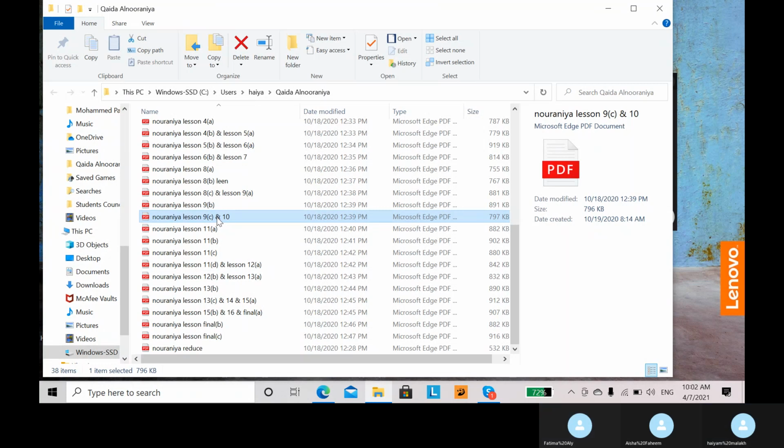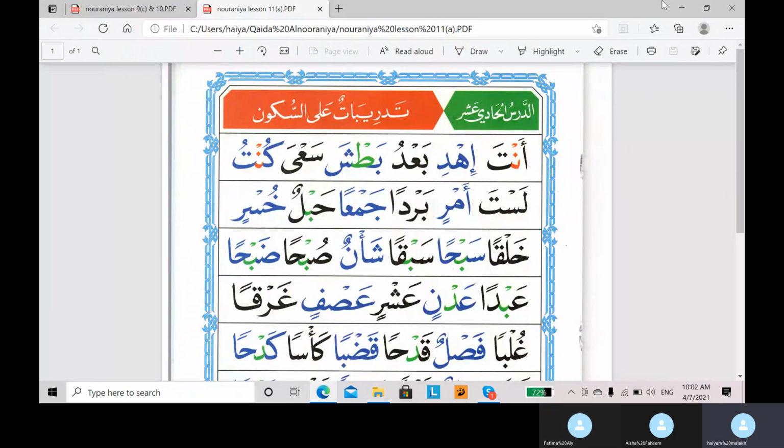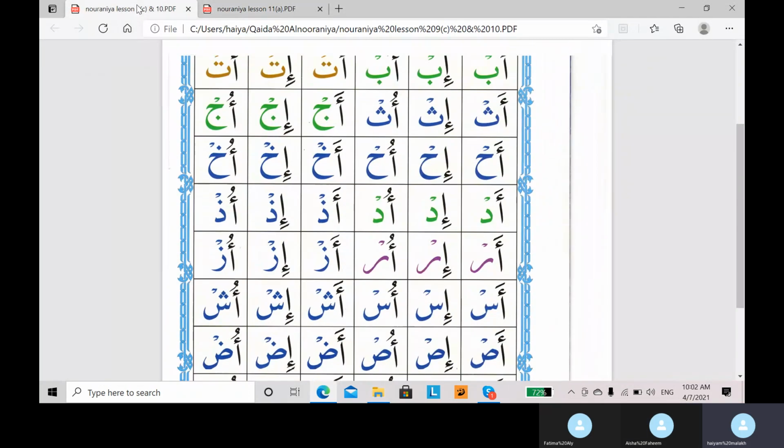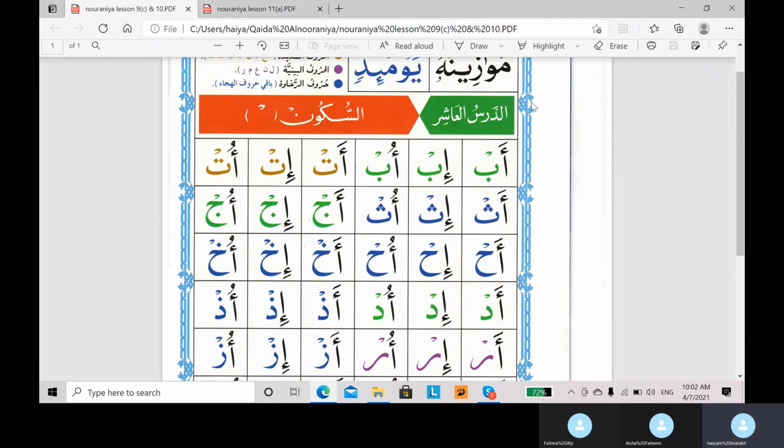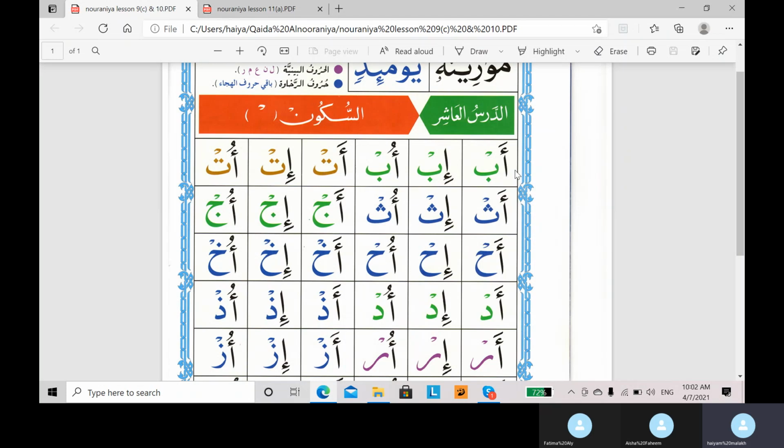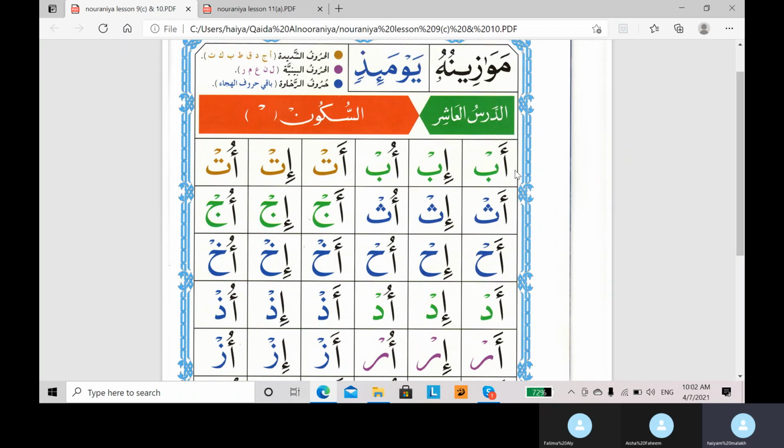Just let me check. Number 11 is the word. Okay. Aisha, again read for me the first line. I want to be sure you understand and you know how to read the sukun. Go ahead.